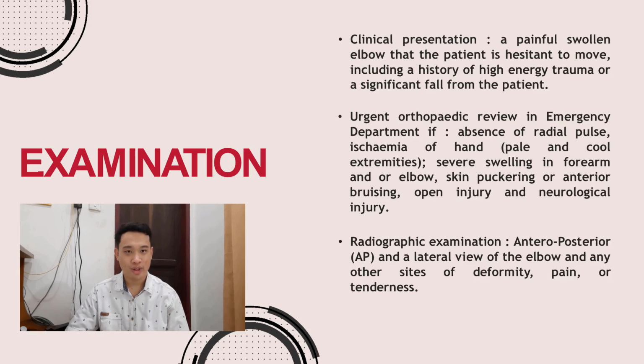Urgent orthopedic review in the emergency department should be done if there is absence of radial pulse, ischemia of the hand, severe swelling in the forearm or elbow, skin puckering or anterior bruising, open injury, and neurological injury. For the radiographic examination, we will get anterior-posterior view and lateral view of the elbow or any other sites of deformity, pain, or tenderness.